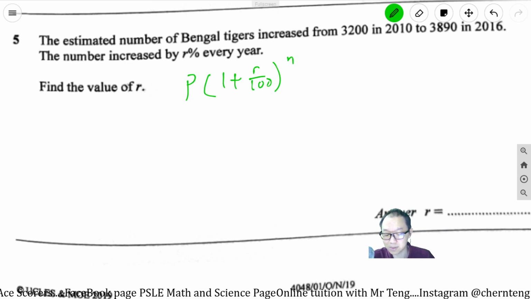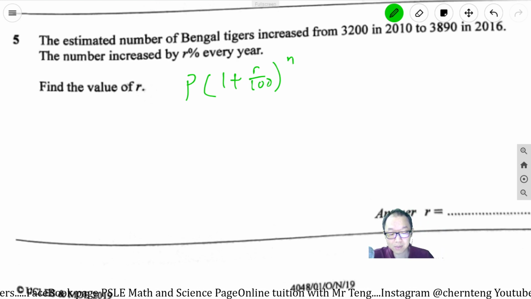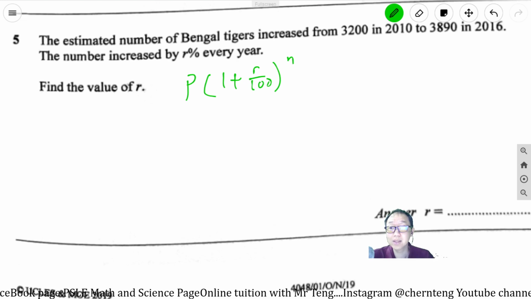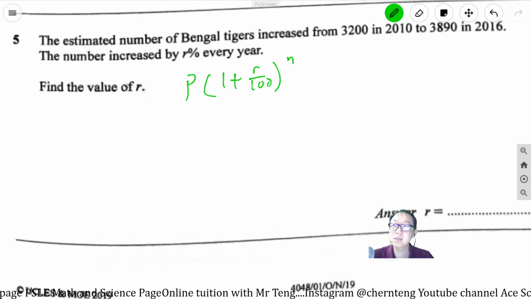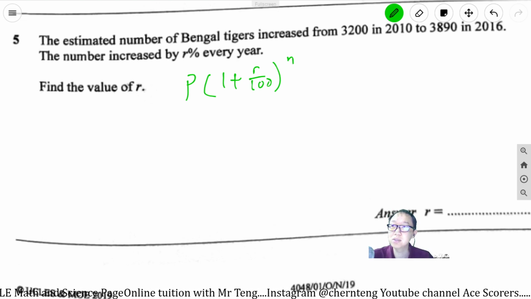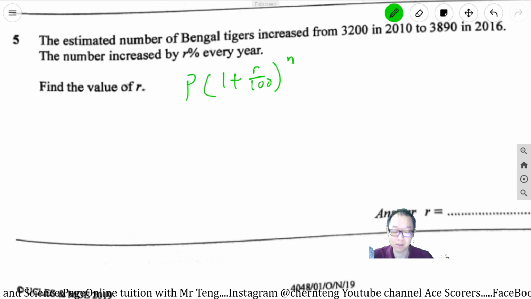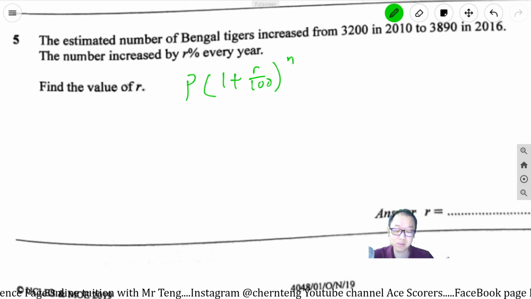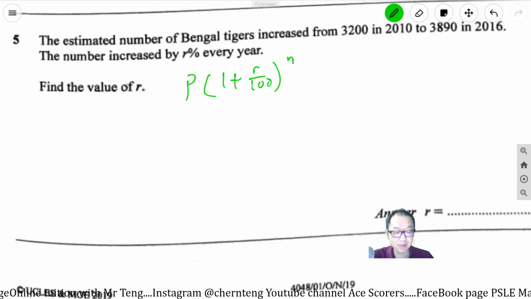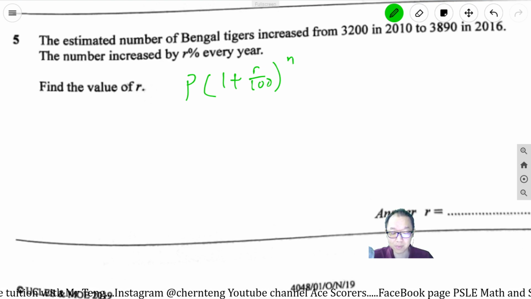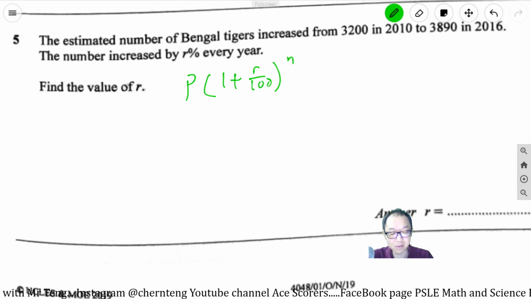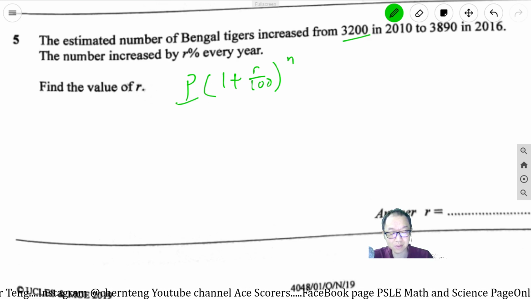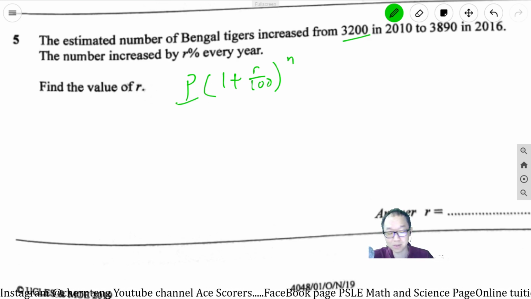Okay, so back to this one. P(1 + R/100)^n. Compound interest on tigers. Usually, if you're a POA student, it will be money, a bank account. But this one is compound interest on Bengal tigers. Awesome. So what's P? P is the principal, so in this case the principal number of tigers is 3200.